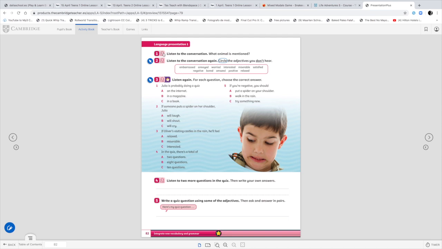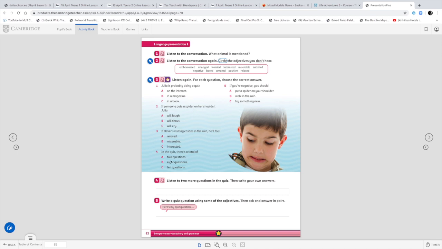And here you will need to use the audios that are attached in the Aula Digital. First, you listen to the conversation and you say what animal is mentioned. Then you listen to the same conversation again, even if it's a new audio. Yeah, you click on 7.11. And you circle the adjectives that you don't hear, okay? The ones that are not mentioned.